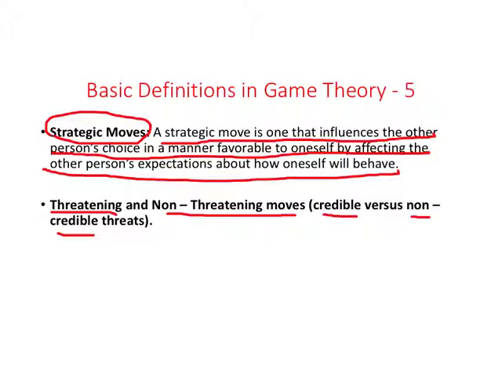So just remember this, whenever we undertake strategic moves, they could be threatening or non-threatening. And if they are threatening, it is entirely up to the rival or the opponent to figure out whether the move is credible or non-credible. So these are the basic formal definitions that you require in order to understand game theory.